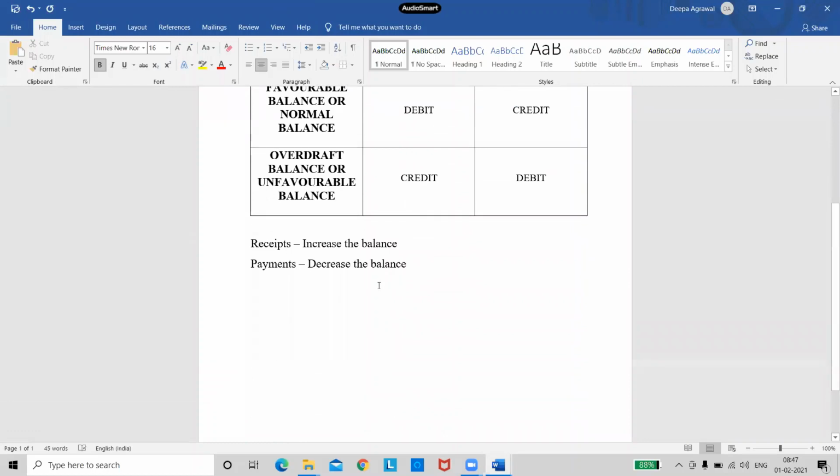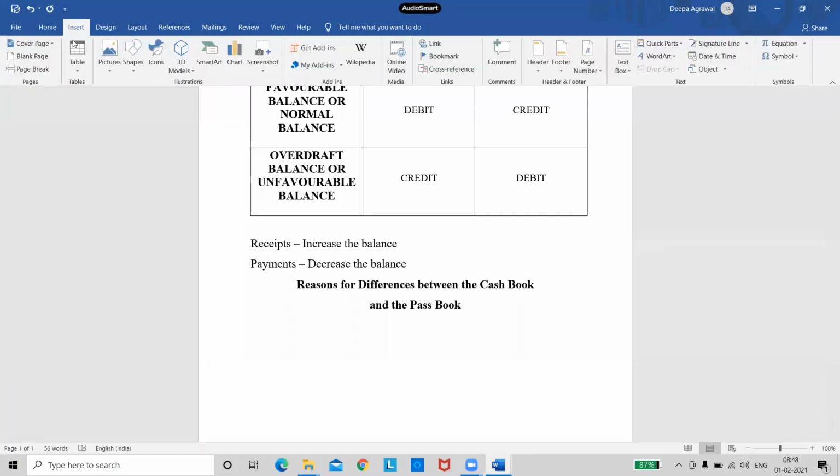Just have this table with you, and then below that, put your heading as reasons for differences. You'll have to write all this now quickly. I'll be typing here and you'll write it there. Reasons for differences between the cash book and the passbook, and then we will draw a table. So insert your table there.